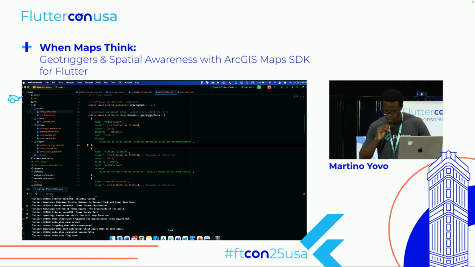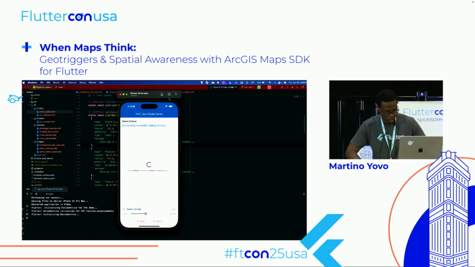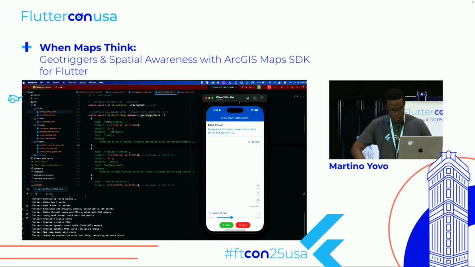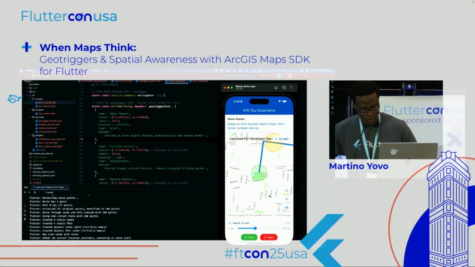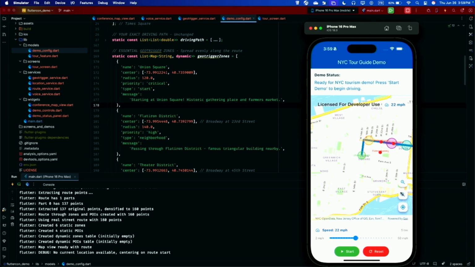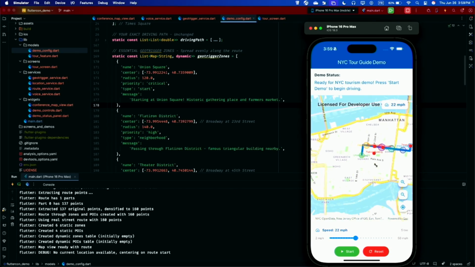So here is the app. The code is here. I'm going to directly run it. Like I said, the demo is about one user leaving Union Square and trying to go to Times Square.